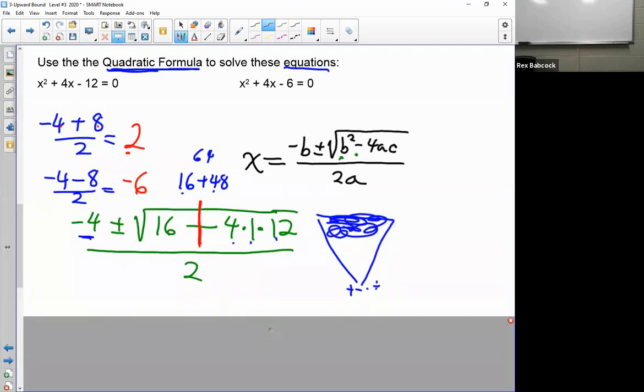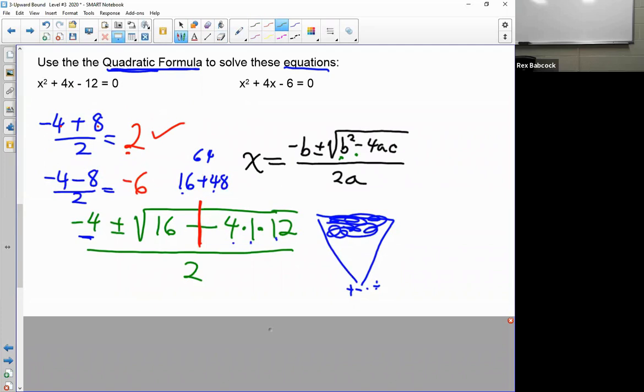Let's try 2. 2 squared is 4. 4 times 2 is 8. Oh, I made a mistake in arithmetic. That does equal 0. 2 is the solution. I checked it. Same thing with negative 6 if I want to check it. Let's check negative 6.